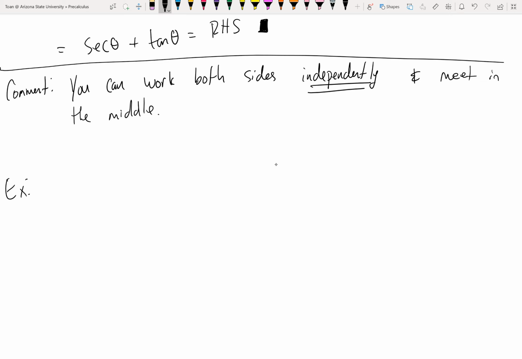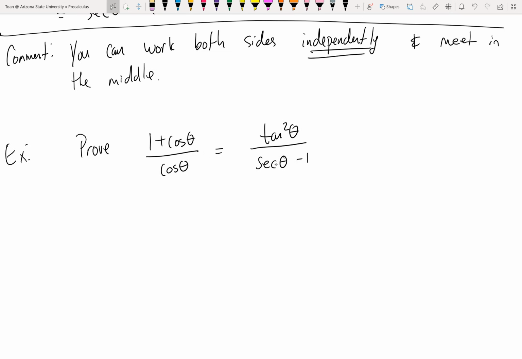I only ask that you do this as scratch work and make your final answer one long continuous chain. So for example, suppose I ask you to prove that 1 plus cosine theta over cosine theta is the same thing as tangent squared theta over secant theta minus 1. You might be going, oh no, both sides look complicated. They're both fractions. They both have a binomial. I don't know what to do. I don't think I can go from one side to the other.